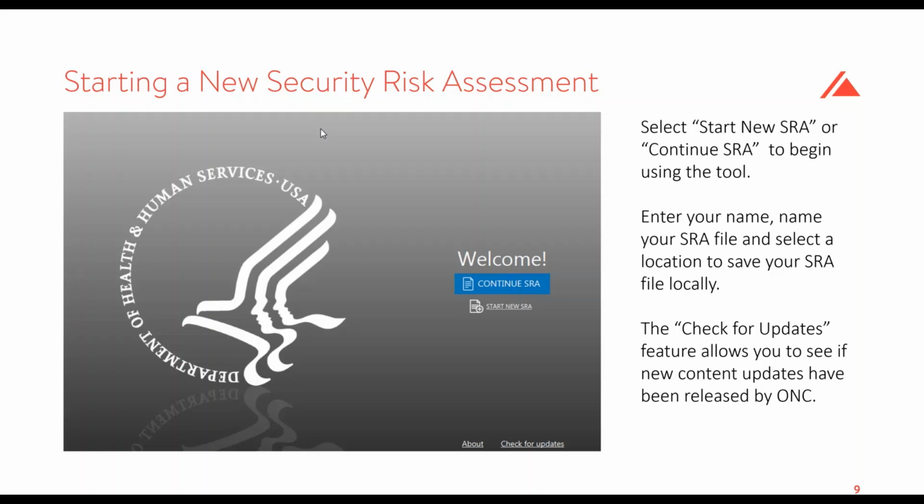When you first launch the tool, you'll be presented with the welcome screen, which asks you to continue an SRA or start a new SRA. If this is your first time using the tool, or if you wish to start a brand new assessment, you'll want to select Start New SRA. If you select Continue SRA, the system will prompt you to locate and select an SRA file you've already started, and you can pick up where you left off. We'll cover Continue SRA later in the presentation, but for now, let's assume we're starting a new risk assessment.